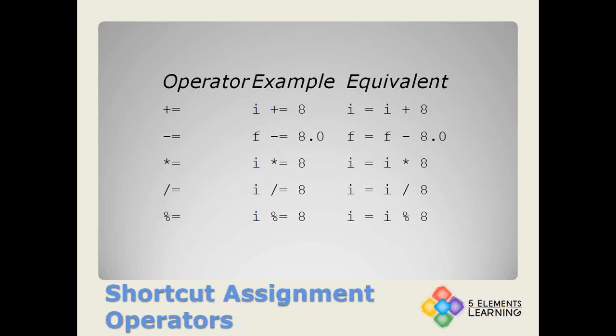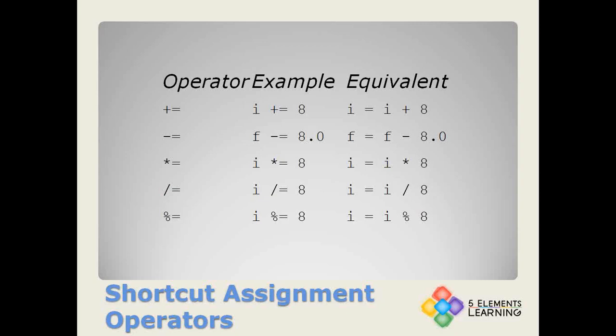The next is the shortcut assignment operator. The shortcut assignment operator is represented as plus equal to, minus equal to, multiply equal to, divide equal to, and mod equal to. This is how the shortcut assignment operators are presented.